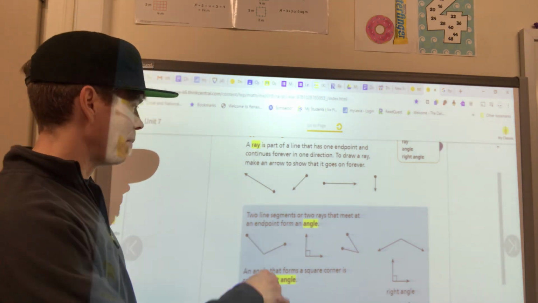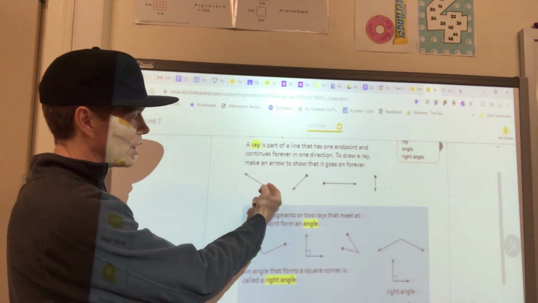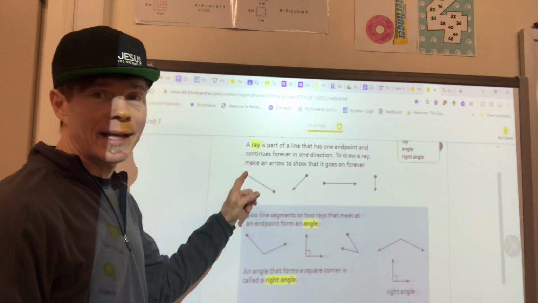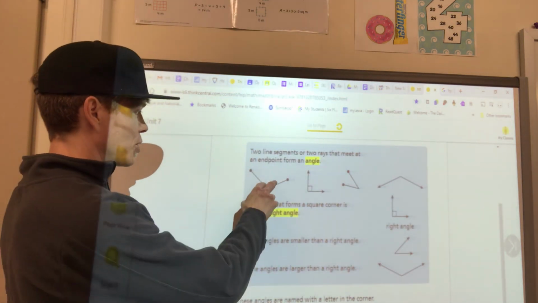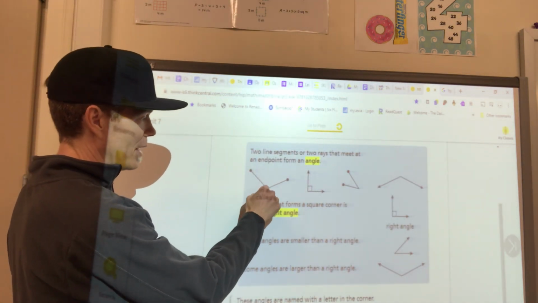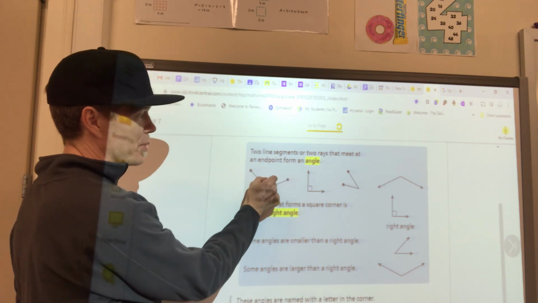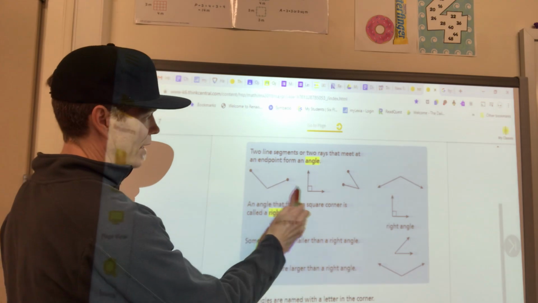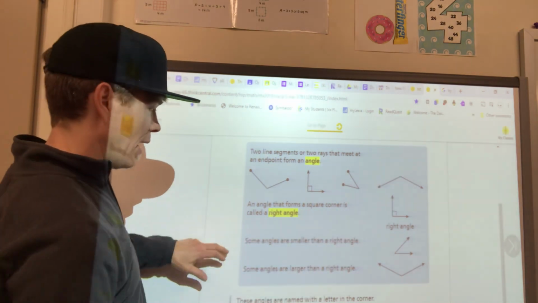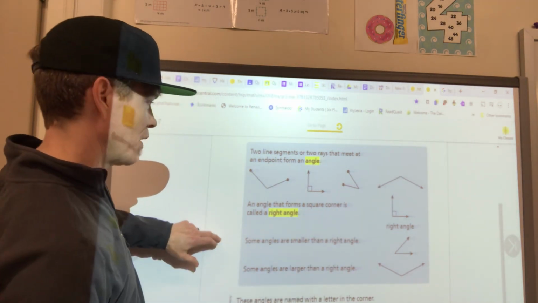Taking a step back, a ray has an endpoint and it goes off in one direction forever, hence it has the arrow. When you have two line segments or two rays, they meet at a common point and go out from that point in different directions, and it forms an angle. So you'll notice here we have angle, angle, angle, angle. These angles have specific names.